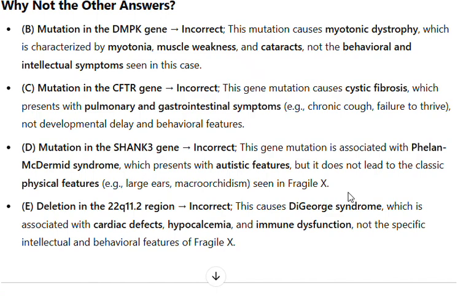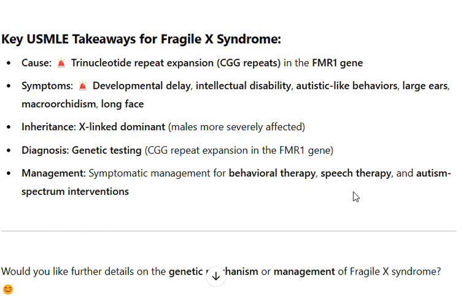Key USMLE takeaways for Fragile X syndrome. Cause: trinucleotide repeat expansion, CGG repeats, in the FMR1 gene. Symptoms: developmental delay, intellectual disability, autistic-like behaviors, large ears, macroorchidism, long face. Inheritance: X-linked dominant, males more severely affected.